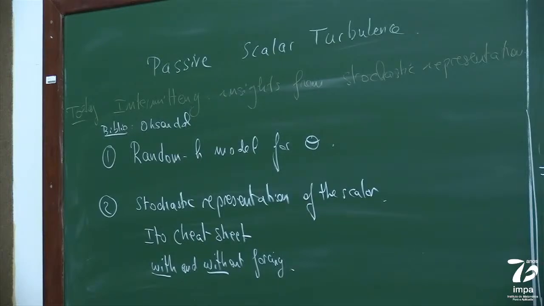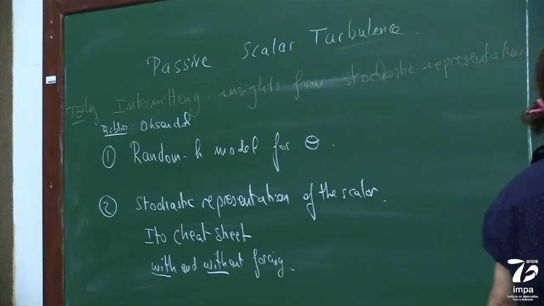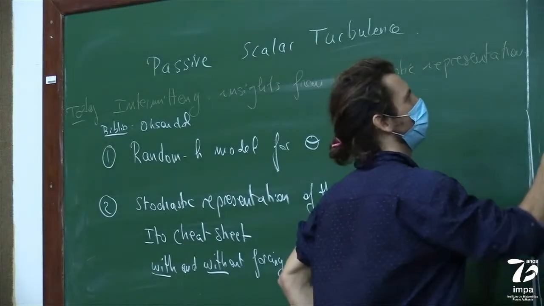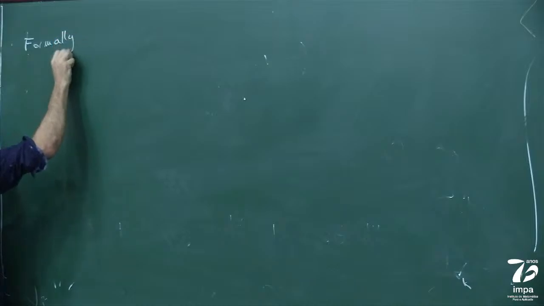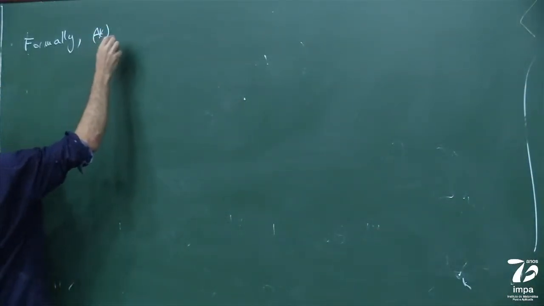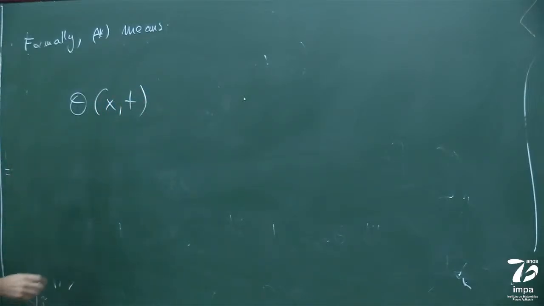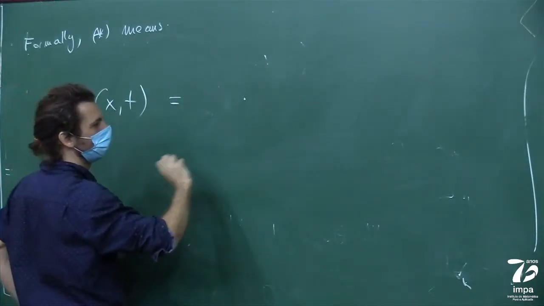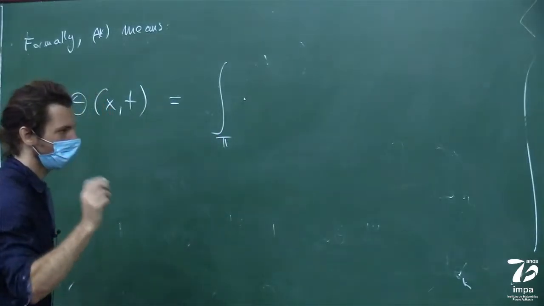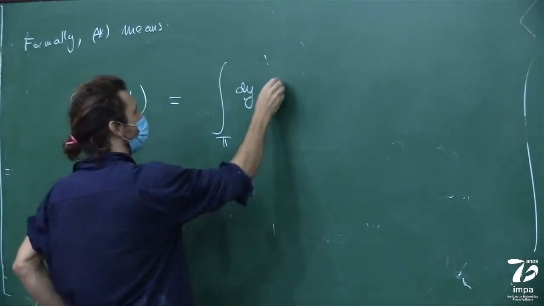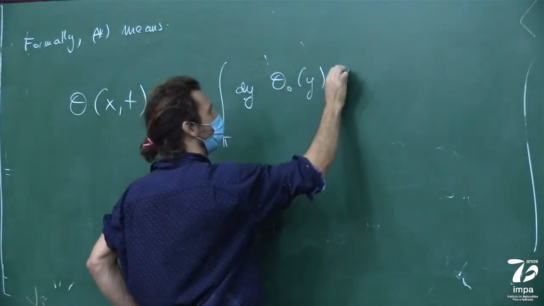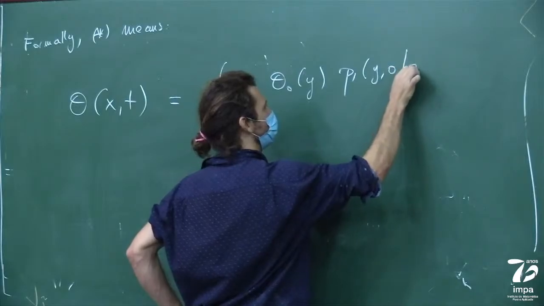So I will just re-express this formula in the formal way, now that we have a sense of what it means. Formally, this means that theta of x t is equal to the integral with respect to space of dy times theta 0 of y times this probability p1 of y0, knowing that I was at x and t.